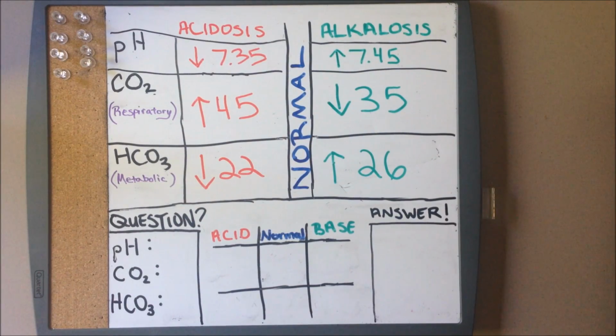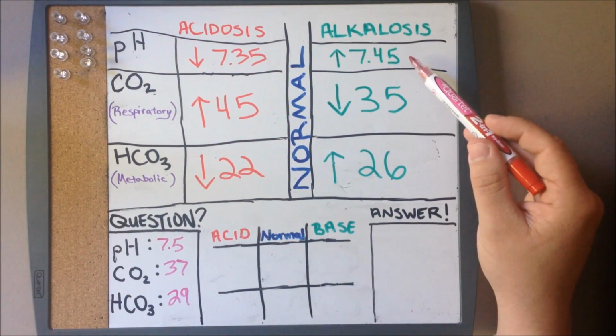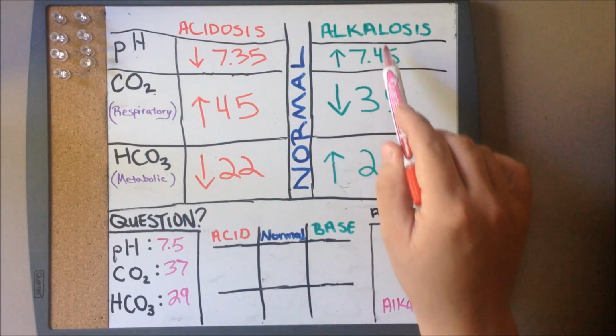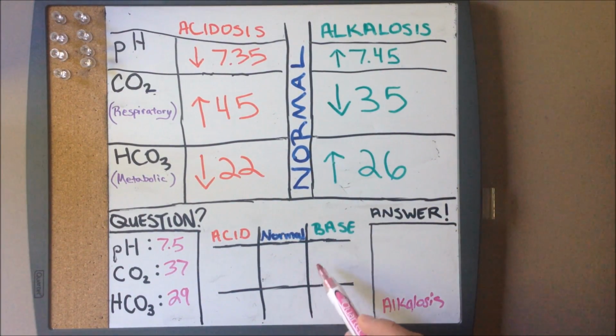All right, guys, question number 2. What we have is a pH of 7.5, a CO2 of 37, and an HCO3 or bicarbonate of 29. Now, remember, the first thing that we need to look at is the pH. The pH tells us right off the bat whether we have acidosis or alkalosis. So 7.5 is greater than 7.45. Therefore, we know we have alkalosis. And because pH is falling underneath the alkalosis column, let's write it down here.